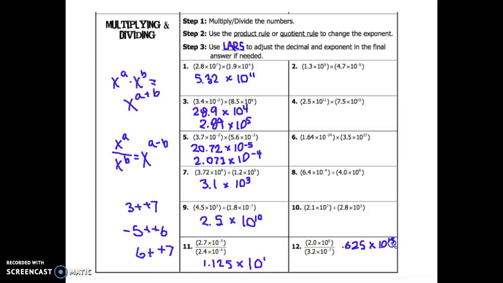Double checking here though, I can see that this is not in scientific notation as I don't have a significant digit over here greater than 0. So I need to move that one place here so that I get 6.25. I was moving that decimal to the right. Remember, Lars tells us as our memory key, right, subtract. So I moved it to the right one. So when I put my exponent, I need to subtract 1. Instead of 13, I would have 12.